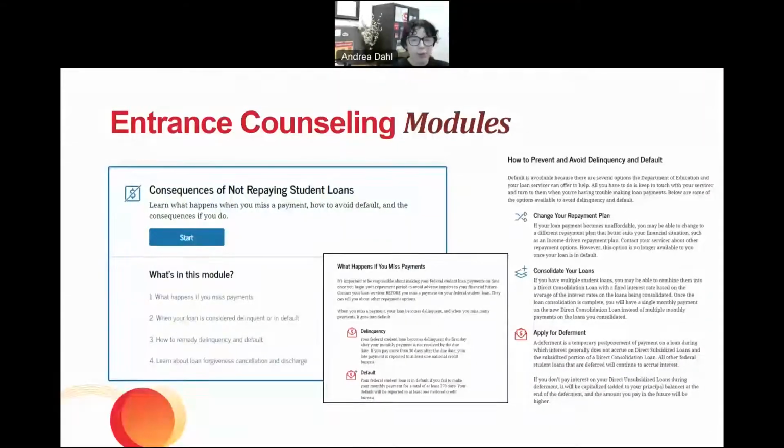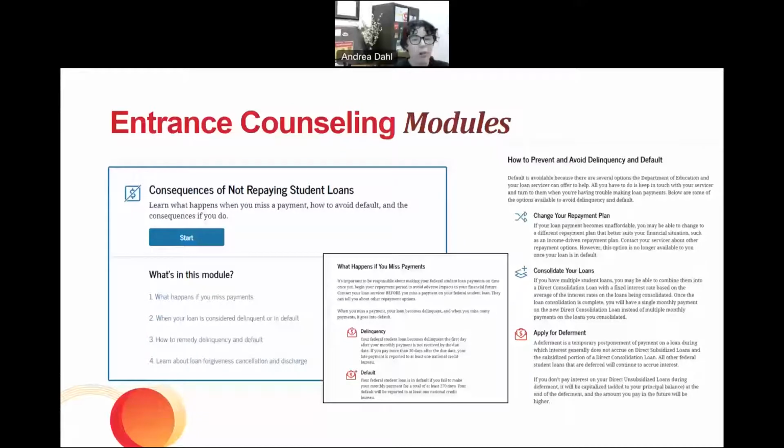The last module of your entrance counseling explains the consequences of not repaying student loans. If you miss payments, you would be considered delinquent, and if you don't resolve the delinquency, you could reach default. There are a lot of consequences with that. Missing payments can negatively impact your credit score, which makes it difficult to get any sort of loan or credit product. Also, if you're in default, the entire loan balance could be due immediately. You could be charged fees and your tax refund could be withheld.